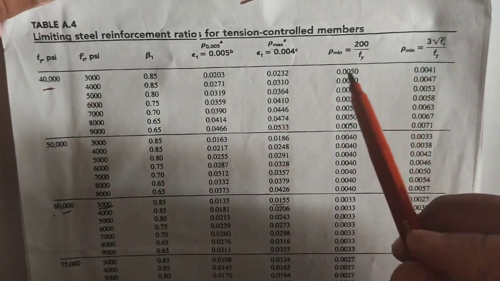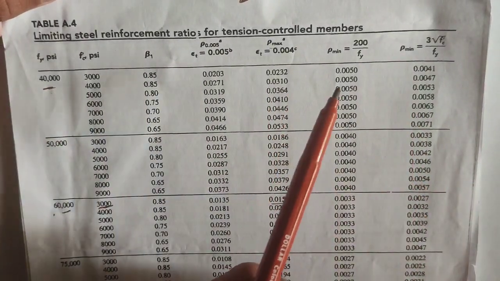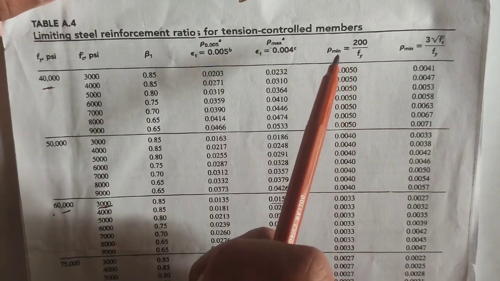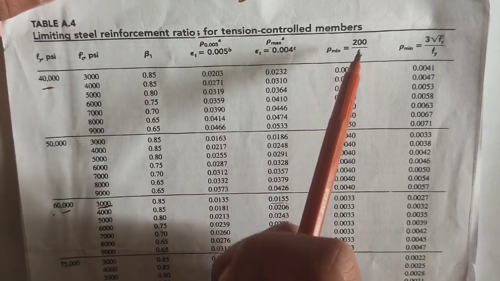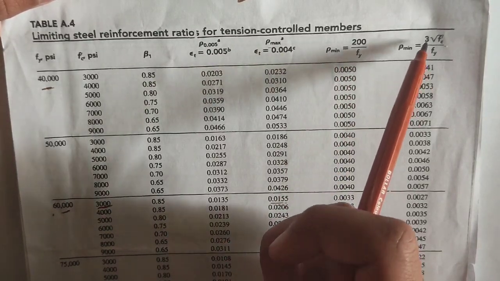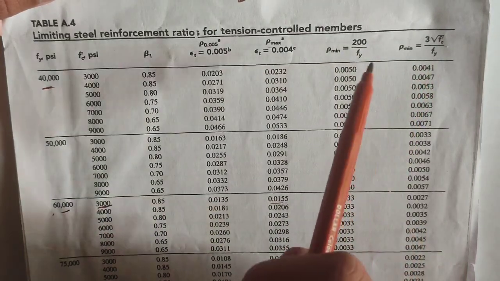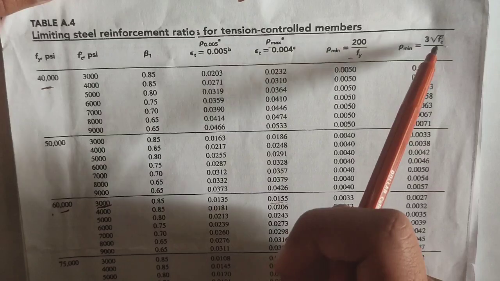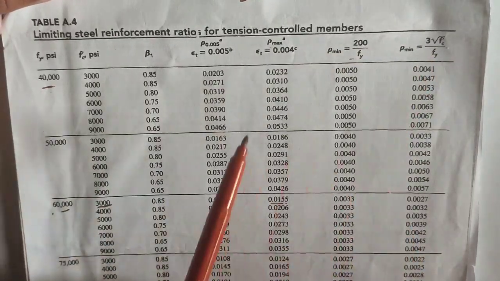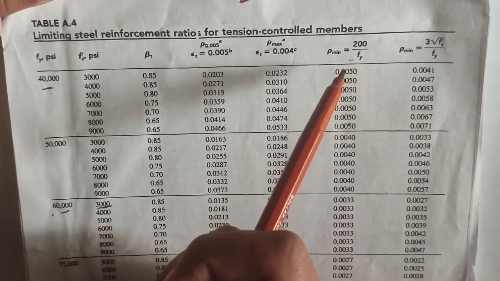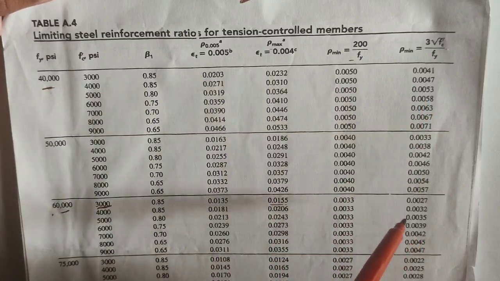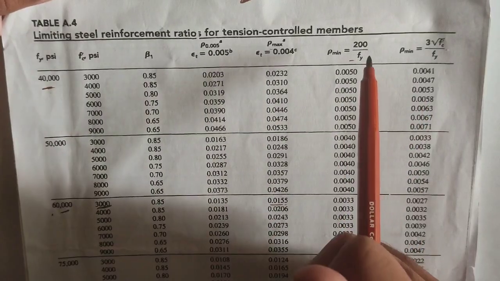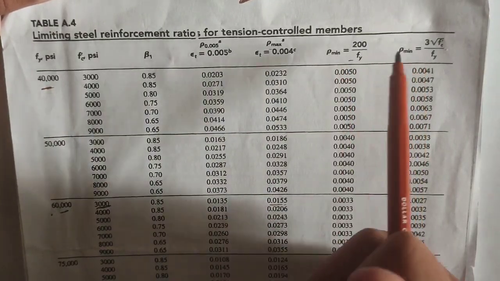Now we have two formulas for the minimum value of reinforcement in my beam. The first one is rho minimum equal to 200 over Fy. The second one is 3 times square root of Fc prime over Fy. I have already told you Fy is the yielding strength of steel. Fc prime is the compressive strength of concrete. By calculating these values, these are the minimum values for our beam. We will use the maximum value from these two.